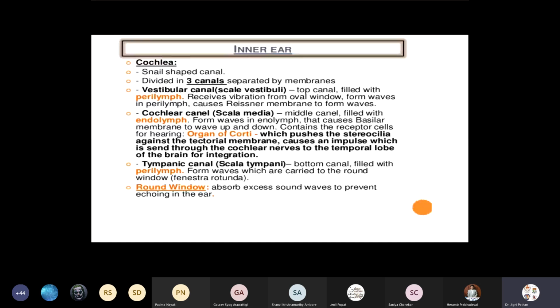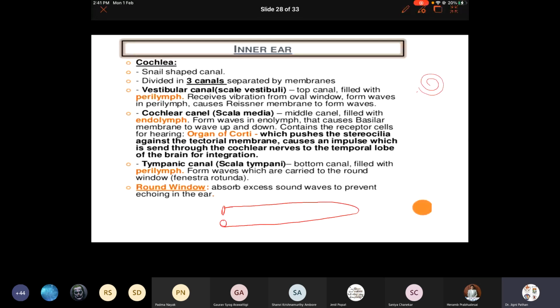Let me draw for you. Something like this. The cochlea is snail shaped like this. But when we straighten the cochlea, it usually looks like this. Let us draw. The upper one is the oval window. The next one is the round window. Fine. Then let me use a different color. This part is one. Then there is another membrane, which is this part.